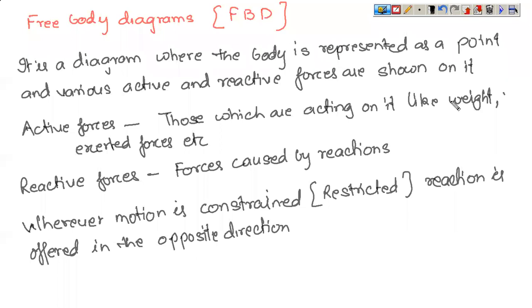A free body diagram is a diagram where the body is represented as a point and various active and reactive forces are shown on it. Active forces means the forces that are acting on the body by its own virtue. Either they are exerted forces or they are the weight of the body, etc. So these are called active forces.